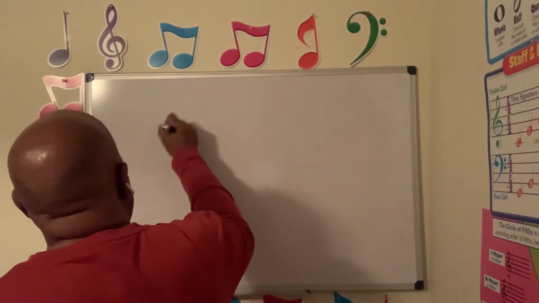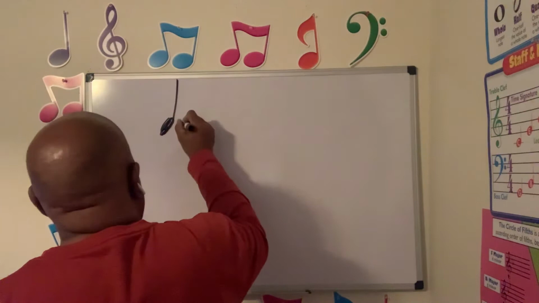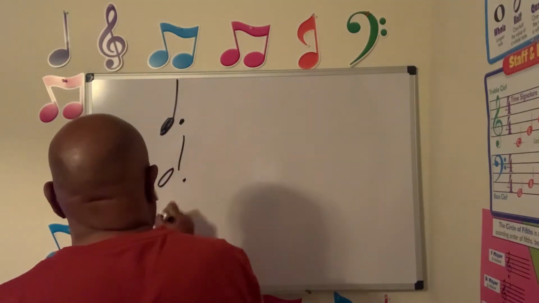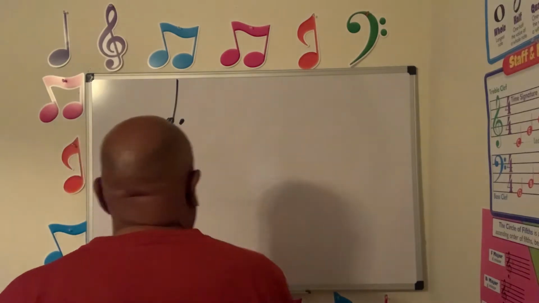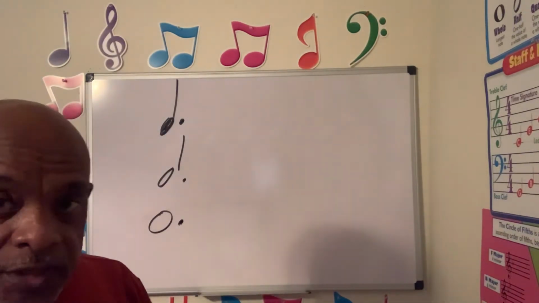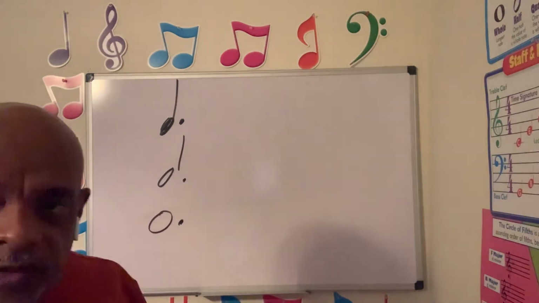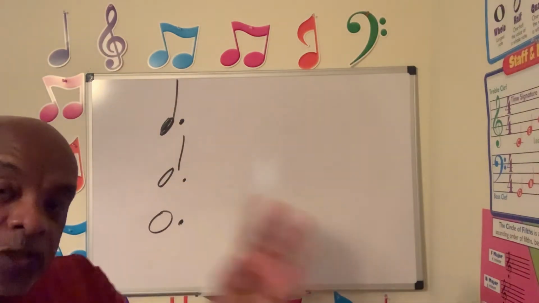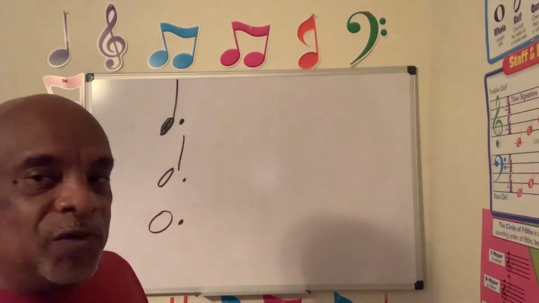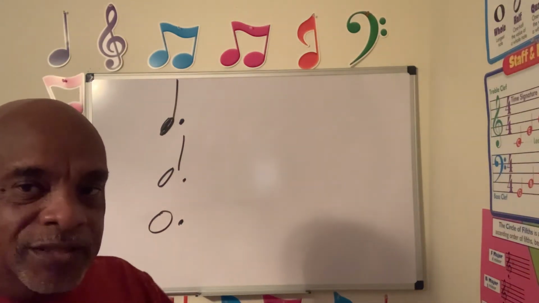Now we're back in regular time. 2/4, 3/4, all right, 4/4. We're back to where the quarter note gets 1 beat, the half note gets 2 beats, and the whole note gets 4 beats. Okay? We're out of 6/8 time, back into regular time.